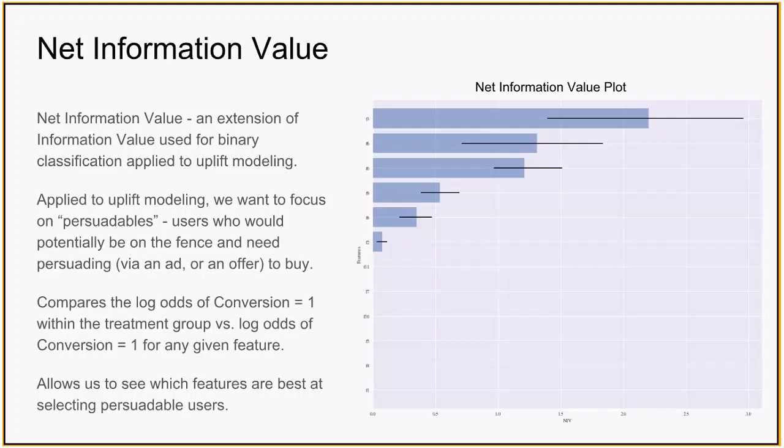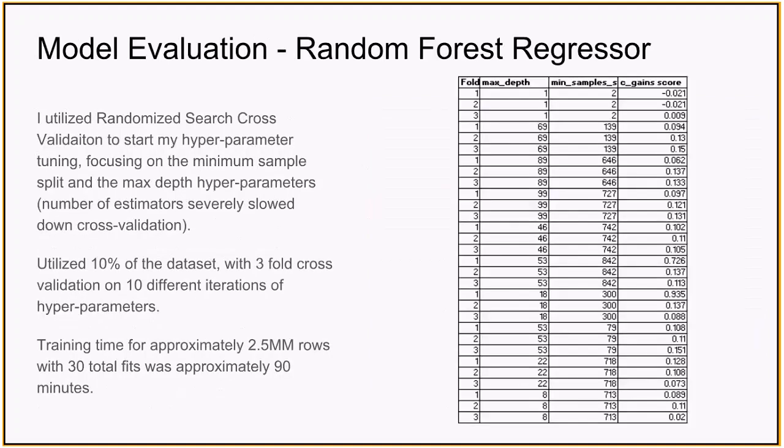So looking at the plot to the right, only 6 of the 12 features that we have available actually had a positive net information value. So as I moved forward, I actually tested whether or not using just those 6 features was going to give us a more parsimonious and more effective model. Unfortunately, it didn't. The model performed significantly worse when using just those features. So I stuck with using all 12 of our features when building the uplift model.